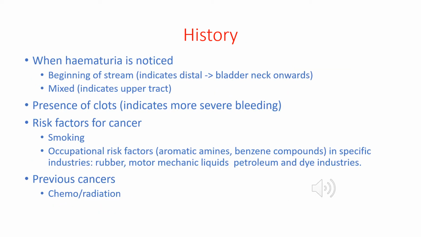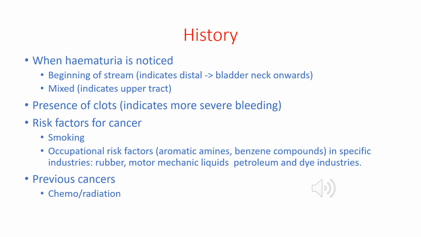Although a complete history is required, I thought I'd point out certain specifics that are important in a haematuria history. Firstly, you'd want to know when the haematuria is noticed. Haematuria at the beginning of the stream that subsides indicates a distal etiology. In contrast, if haematuria is mixed and throughout the stream, this indicates more of an upper tract etiology. When you see urologists or your registrars ask about the presence of clots, this is an indicator of the significance or the severity of the bleeding.